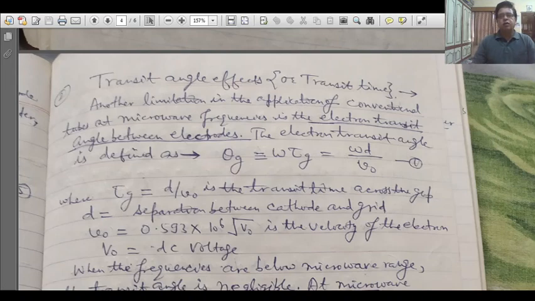Today's topic of lecture for M.Sc final students: frequency limitations of conventional tubes. We are continuing this topic. Today we discuss and try to understand the remaining two limitations. Second one is transit angle effects, or transit time.